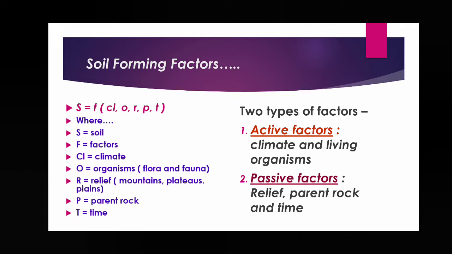Who are they? Climate and living organisms, that means flora, fauna, plants, animals. This is called living organisms. Passive factors are also doing important work in the formation of soil, but their importance is less than the active factors. That's why I have written passive factors. So who are passive factors? Relief, that means mountains, plateaus, plains, parent rock and time. Now come to the discussion in detail.